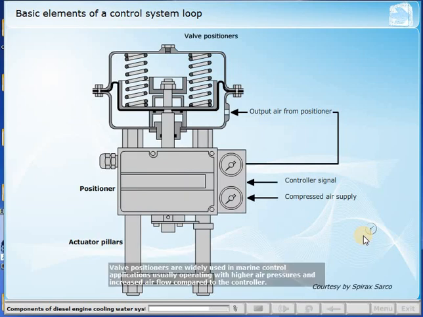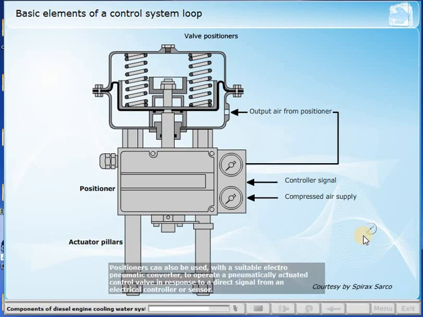Valve positioners are widely used in marine control applications, usually operating with higher air pressures and increased airflow compared to the controller. There are many reasons why a valve positioner might be fitted. Some of the common ones are when accurate valve positioning is required, to speed up the valve response, to act as an amplifier for the controller output signal, when there is a lot of friction in the valve, and where varying differential pressures within the fluid would cause the valve plug position to vary. Positioners can also be used with a suitable electro-pneumatic converter to operate a pneumatically actuated control valve in response to a direct signal from an electrical controller or sensor.